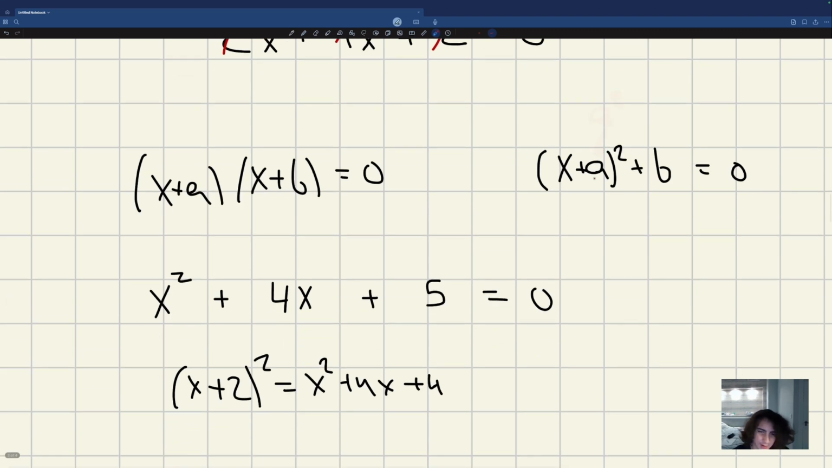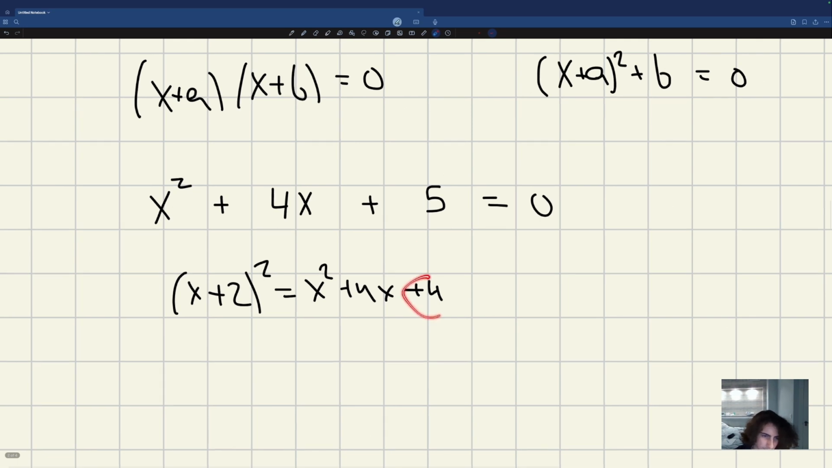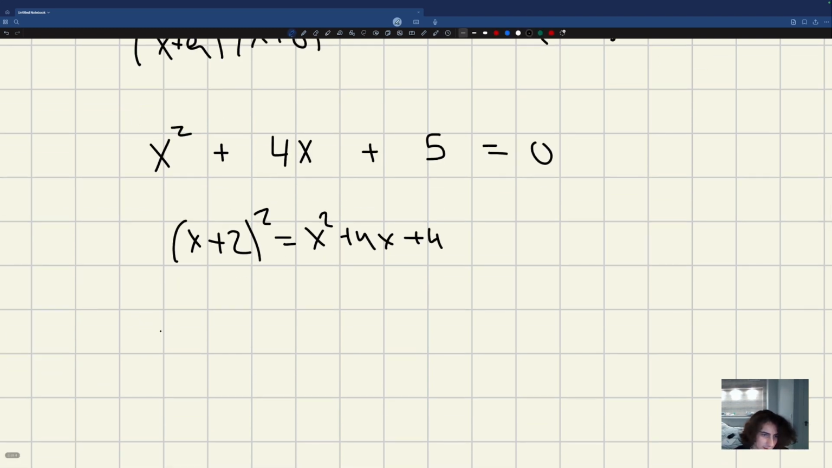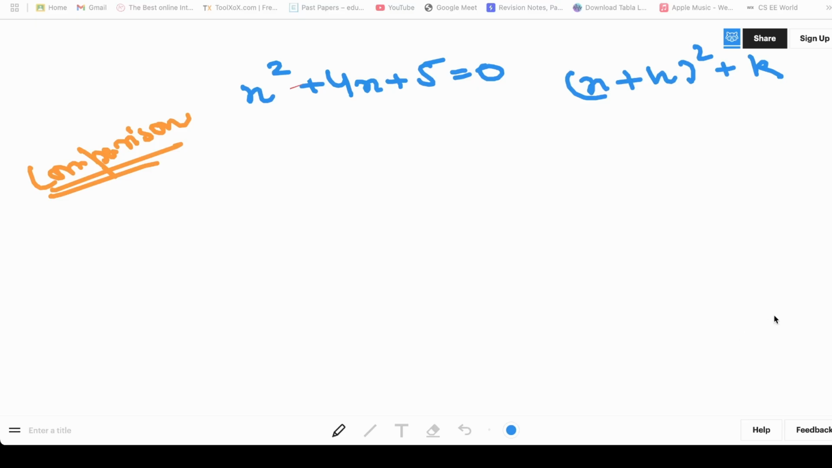So what do I mean, right? This 4 is the result of 2 squared. And we want to get a 5. So how do we turn a 4 into a 5? Obviously, we add 1. So x squared plus 4x plus 5 can be written down as x plus 2 squared plus 1 is equal to 0.